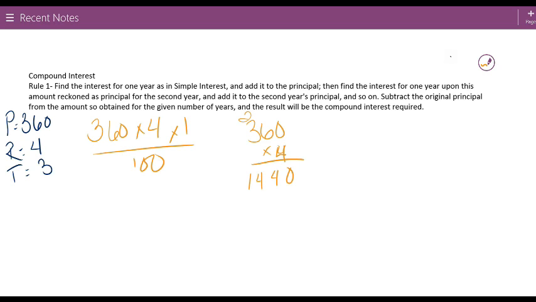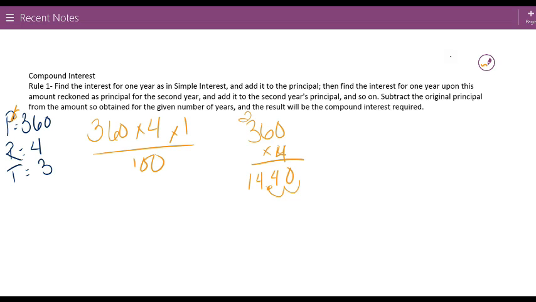Okay, and then divide by 100. When we divide by 100, we're moving our decimal point 2 places to the left. So we have $14, or 14 pounds, I'm sorry, and 40, it'd be 14.4 pounds. For this example, we'll just go ahead and act as though this is in dollars.